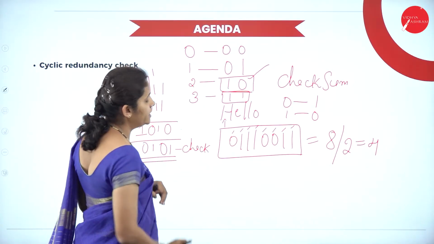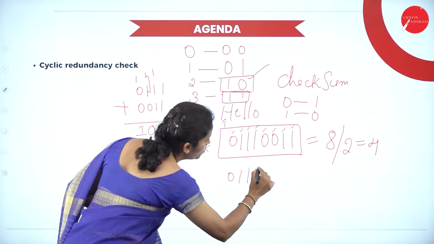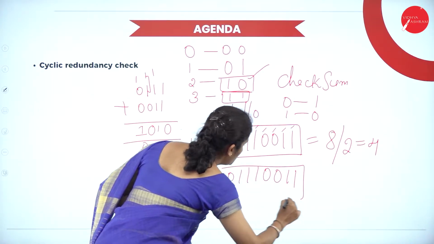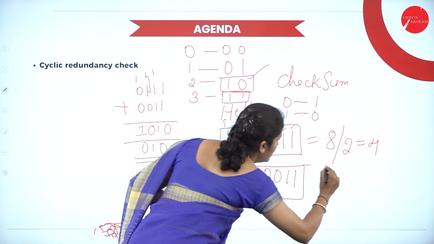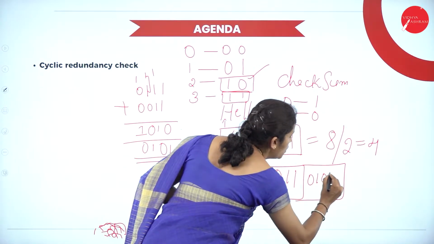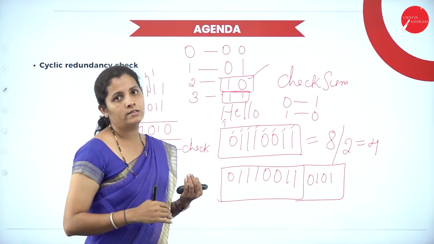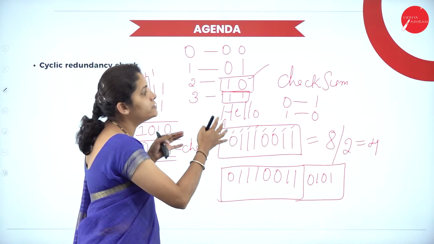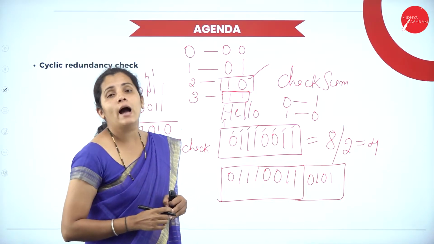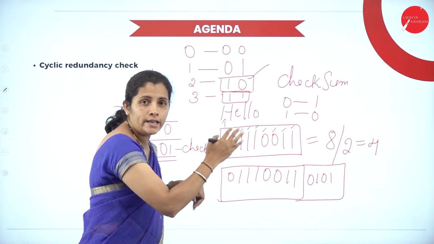with the original data. What is my data here? It is 0, 1, 1, 1, 0, 0, 1, 1, and I'm going to append my checksum value 0, 1, 0, 1. This is all done on the sender side. After finding the checksum, you append it to your actual data, then send it to the receiver.